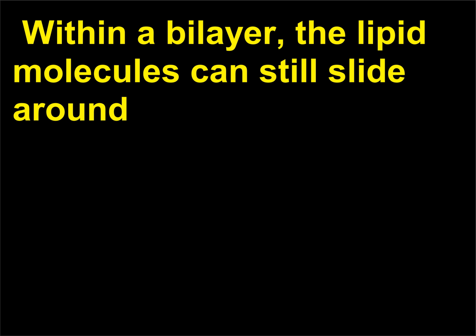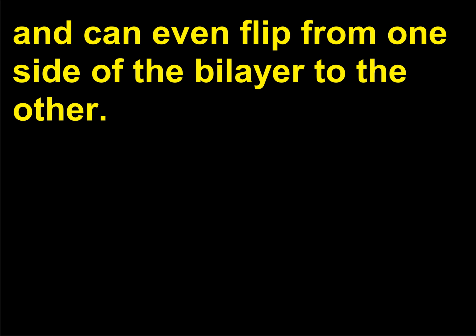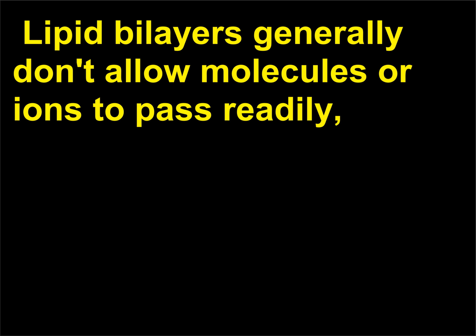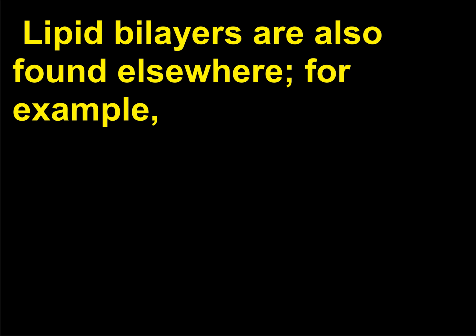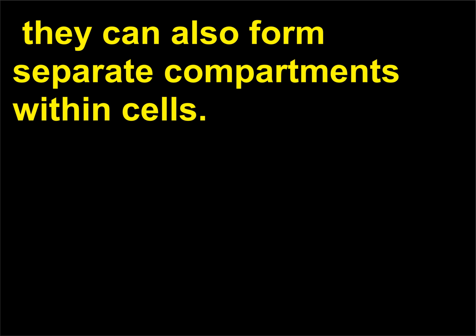Within a bilayer, the lipid molecules can still slide around, and can even flip from one side of the bilayer to the other. Lipid bilayers generally don't allow molecules or ions to pass readily, allowing for the buildup of concentration gradients between the cell and its surroundings. Lipid bilayers can also form separate compartments within cells.